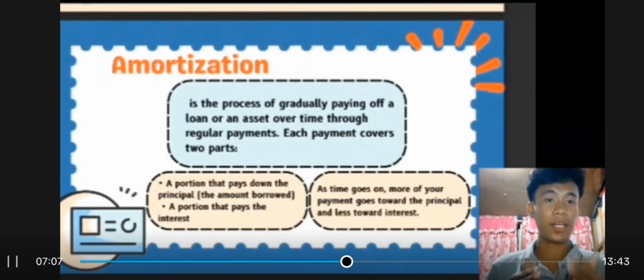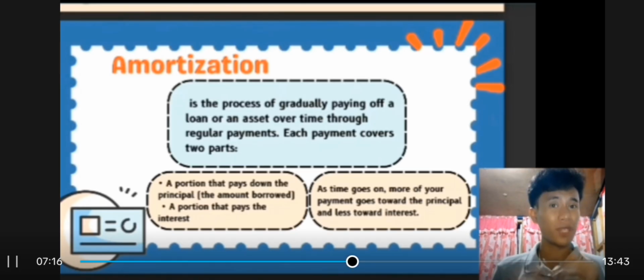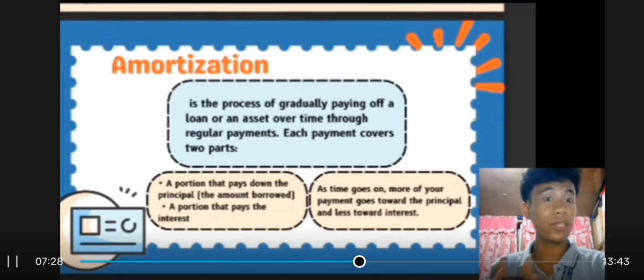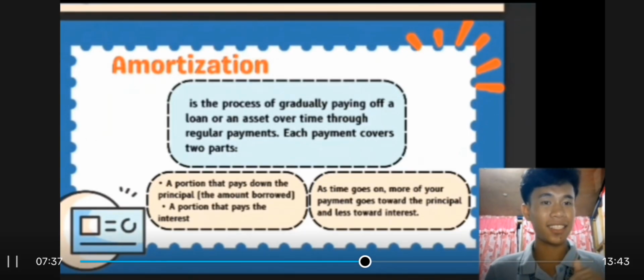Thank you. So okay, at this moment, we are going to tackle the amortization, with a short, brief explanation of what amortization is. Amortization simply is the process of gradually paying off a loan or an asset over time through regular payments. Each payment covers two parts: a portion that pays down the principal, or the amount borrowed, and a portion that pays the interest. As time goes on, more of your payments go towards the principal and less towards the interest.